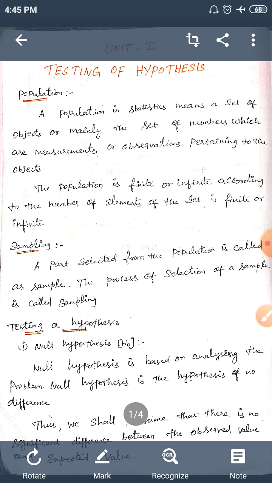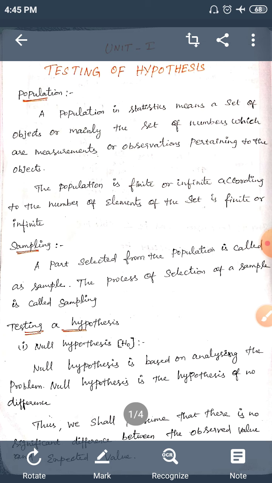Then going to sampling. What is sampling? A part selected from the population is called a sample. The process of selection of a sample is called sampling. For example, in a classroom, you are choosing some of the students, say roll number 5 or 6. This will be taken as a sampling.